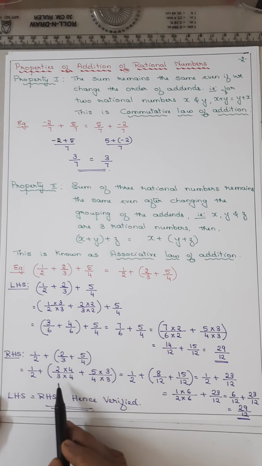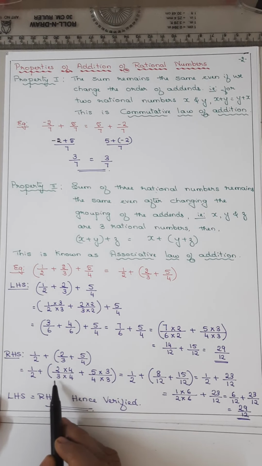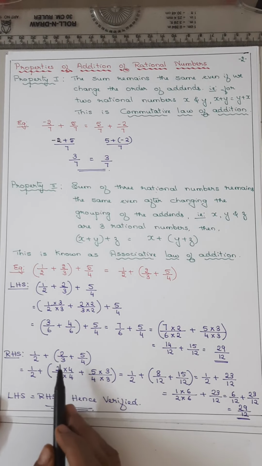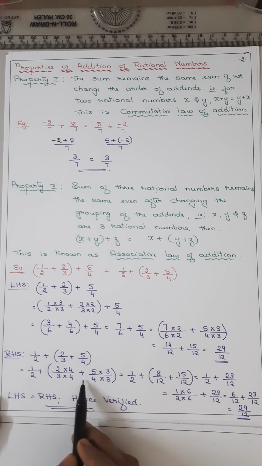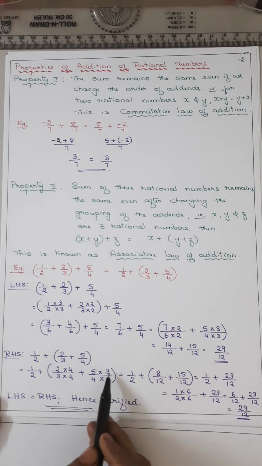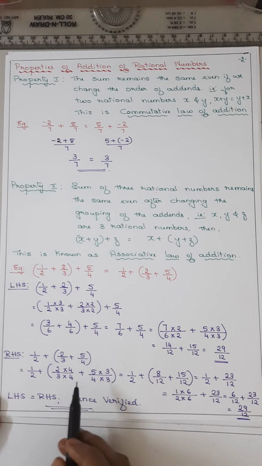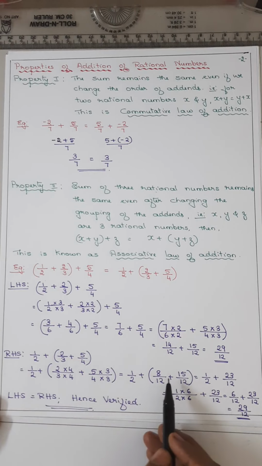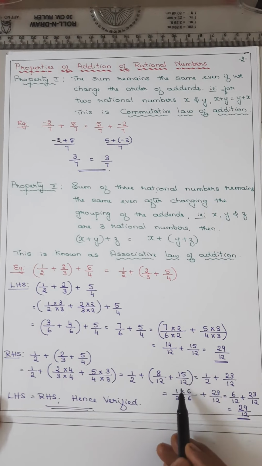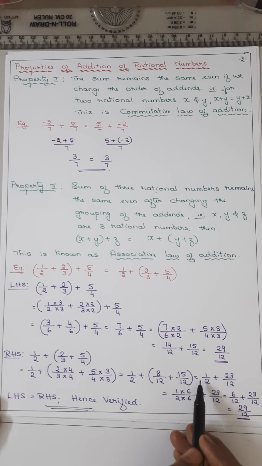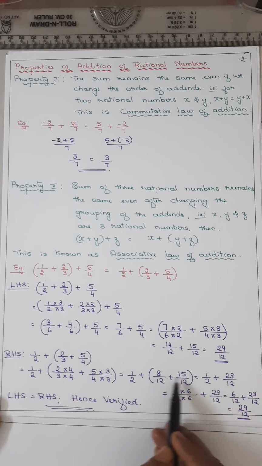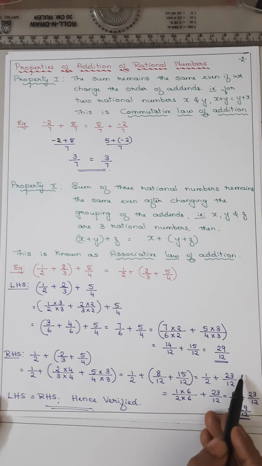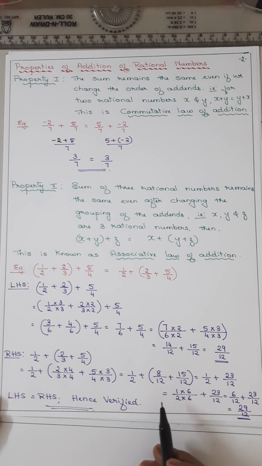So write 2 by 3. 3 fours are 12. 2 fours are plus 5 by 4. 4 threes are 12. 5 threes are. Now 1 by 2 write as it is. 2 fours are 8 by 12 plus 5 threes are 15 by 12 is equal to 1 by 2. When you add, 8 plus 15 is 23 by 12.